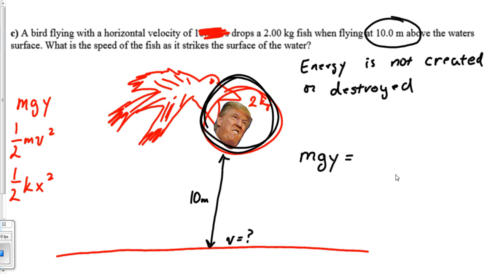But now let's talk about something. When the bird lets go of the fish and it starts to fall, what does the potential turn into? Kinetic. So at the bottom, all the potential, all the mgy should be equal to 1/2 mv squared. Very good. So energy is not created or destroyed. This is all there is to this problem.